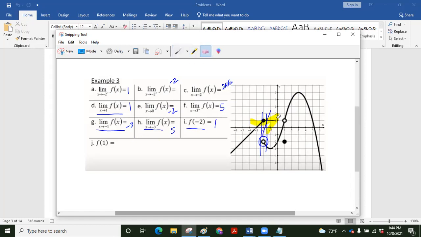Then it's asking what is f of 1. So this is asking if we plug in 1 into the function, what do we get? This is 1 here. You may say that it's undefined at 1, but that's not true. At 1, we see that there's a defined closed point that corresponds with a y value of -2.